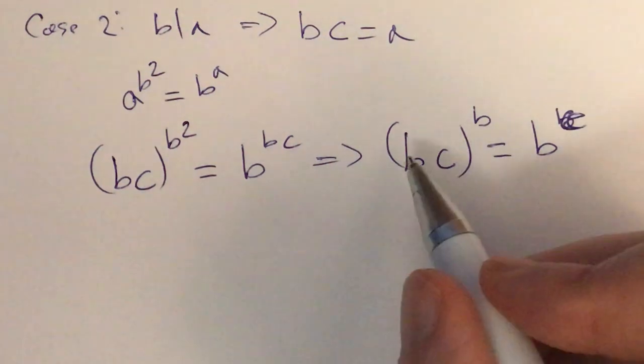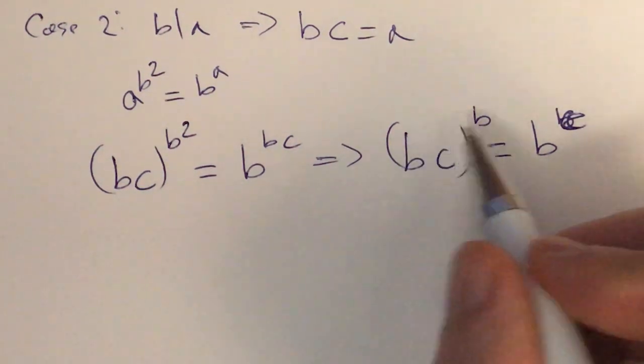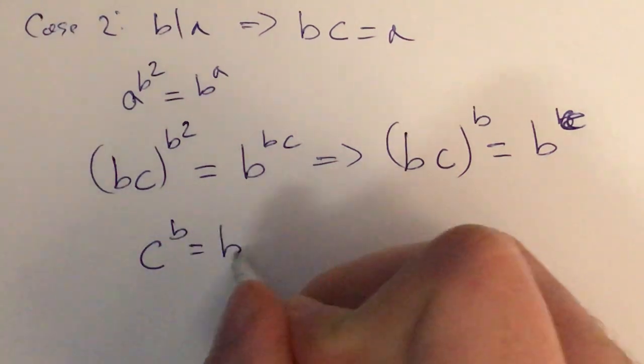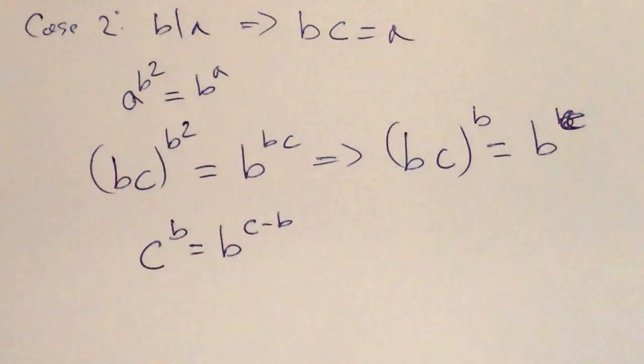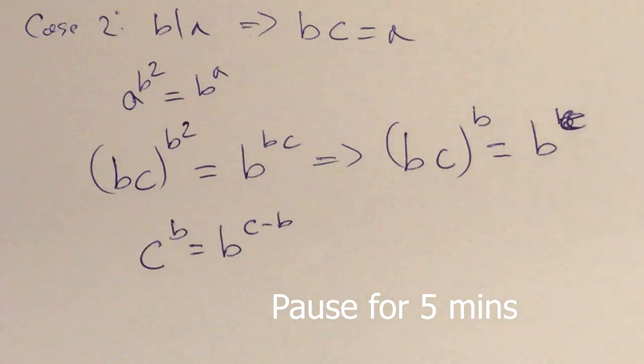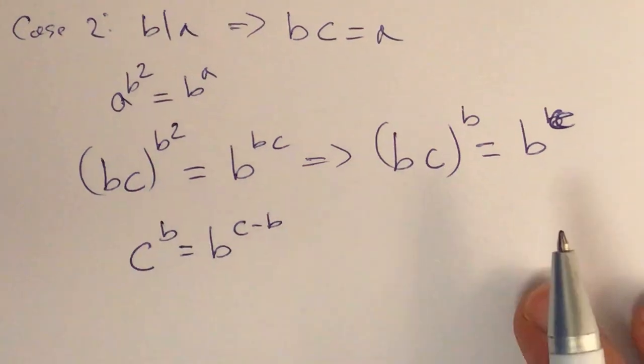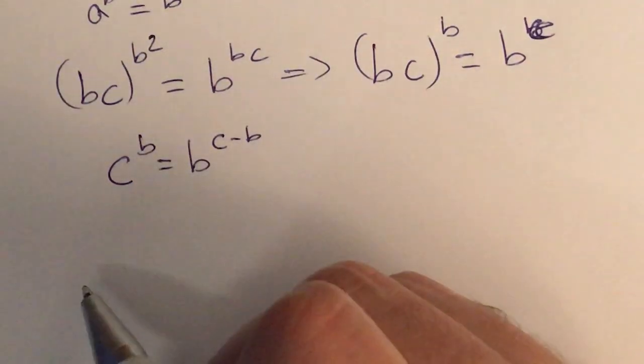And now from here, we divide both sides by b to the power of b. And what we get is that c to the power of b is equal to b to the power of c minus b. So now I invite you, if you haven't already, to pause for 5 minutes and try to solve this case. Well, there's a little bit of a deja vu in this case now, isn't there? Because it's quite similar to the thing we had before.